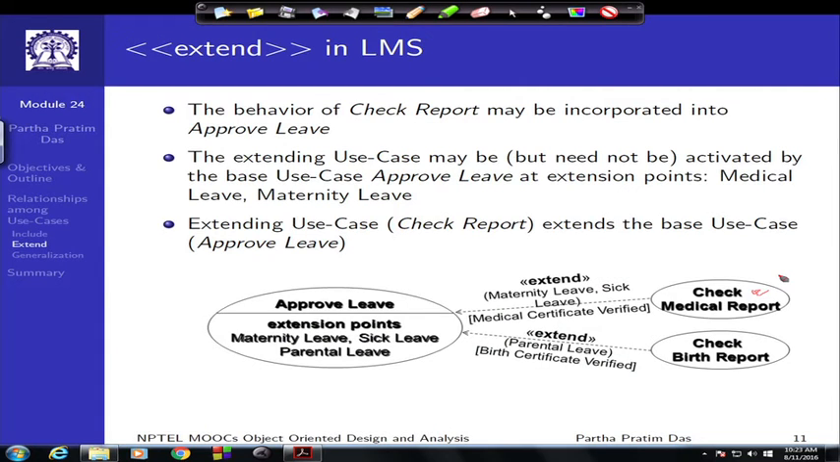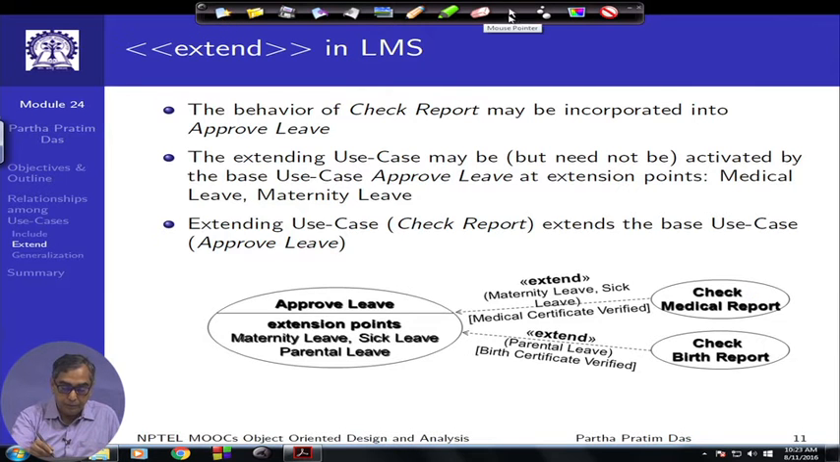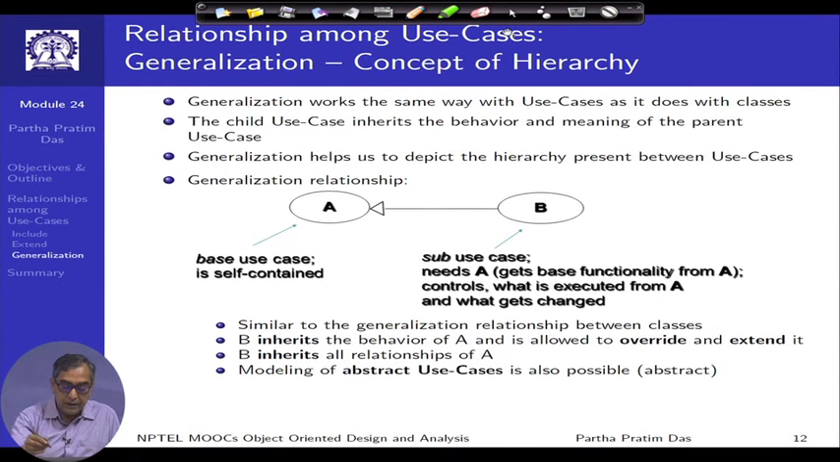For example, checking medical report here is happening in terms of approval. It may need to be also invoked in case of, say, revoking a leave. You may really need to check on the report to actually decide whether the revocation can at all be permitted in the system or not. So, this was the second kind of relationship.